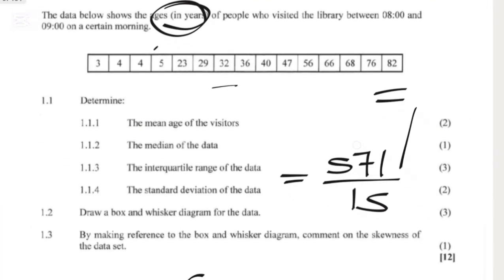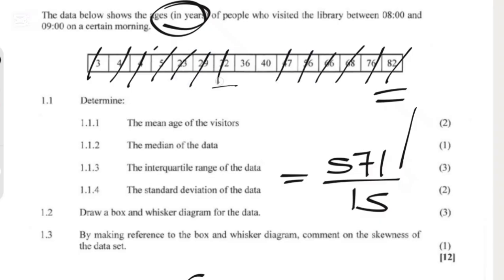All right. The next question says calculate the median or determine the median of the data. Median is the most middle term. So the most middle term, let's try to count it: 1, 1, 2, 2, 3, 3, 4, 4, 5, 5, 6, 6, 7, 7. The middle term is 36. So the median is 36.